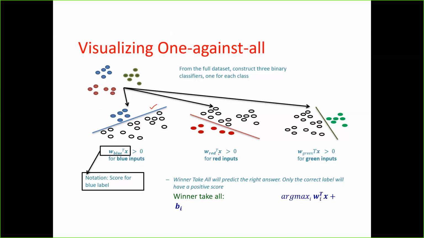Similarly, you are learning the red classifier that separates the red instances from the rest of the instances. You are learning the green classifier that separates the green instances from the rest of the instances. So now you assign a label that maximizes the score. Given a new instance, give it to all these 3 weight vectors, compute Wi transpose X plus Bi, and take the label that maximizes the score. So winner takes all. This is the idea and the visualization of it.